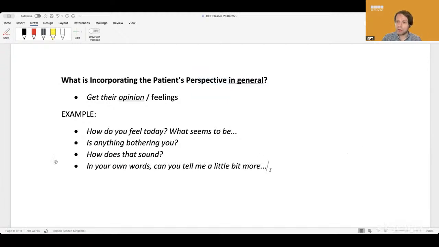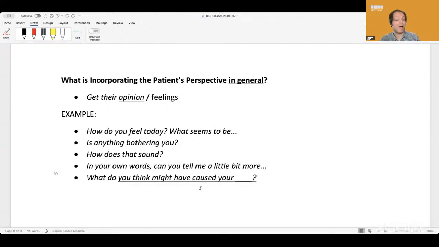Helen, what about you? Do you have any idea what might have caused your pain? So, something like that. What do you think? Yes, might have caused your, and then we could have a blank here. Okay, so this is amazing. So many people with ideas, but I'll just stop here. We already have many good examples.